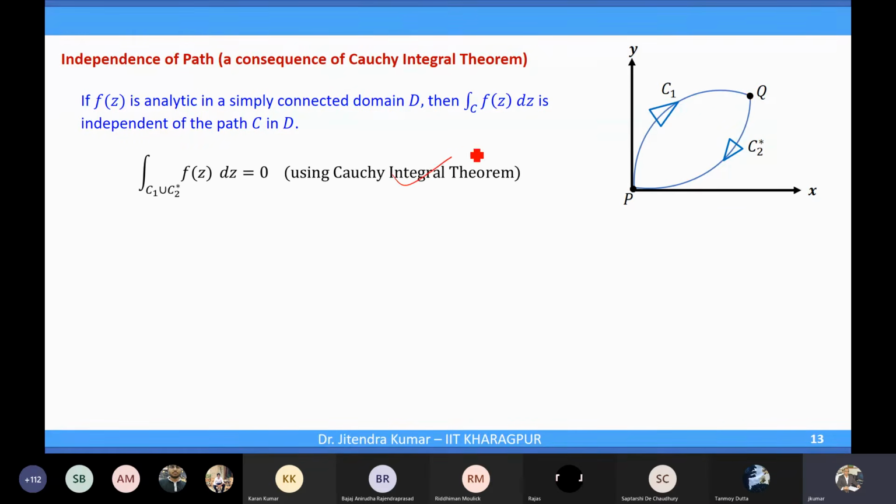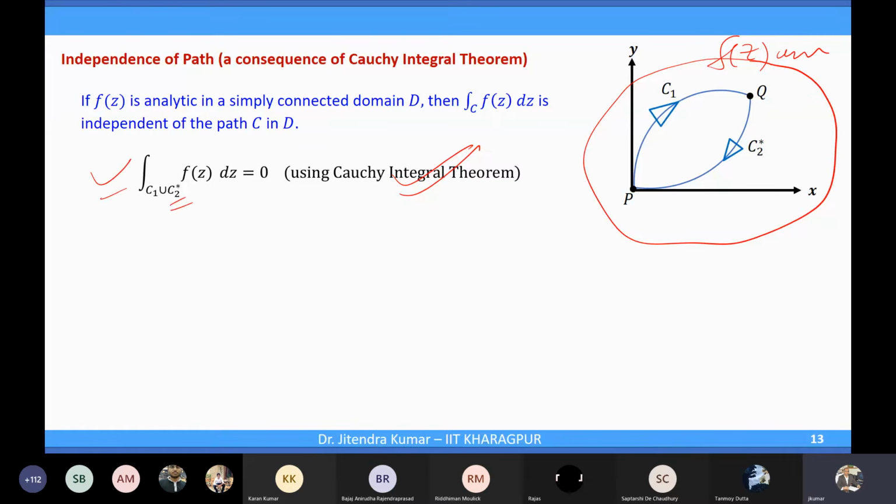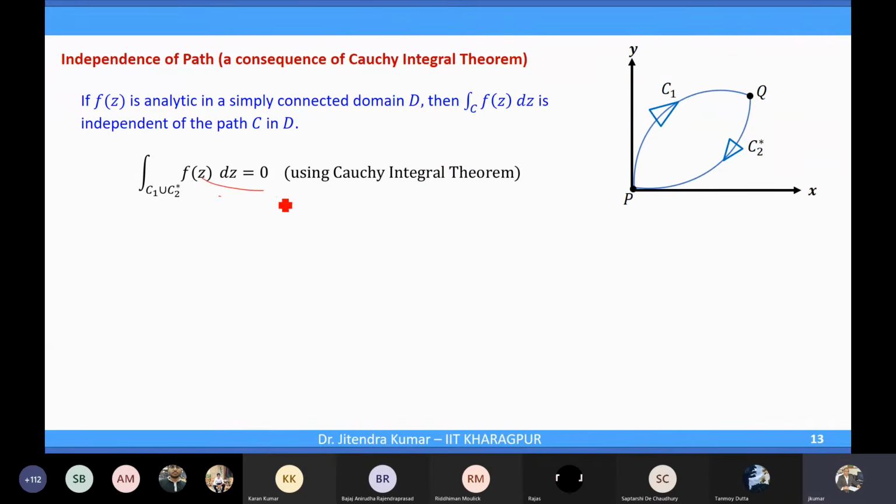Then I can apply the Cauchy integral theorem, because there is a domain here where f(z) is analytic, so we are not worried about this. Then over C1 union C2 star, that is this curve and then back along this, the integral of f(z) dz is 0 because of the Cauchy integral theorem. Is that correct? Just say yes or no quickly. Yes, sir. Good.